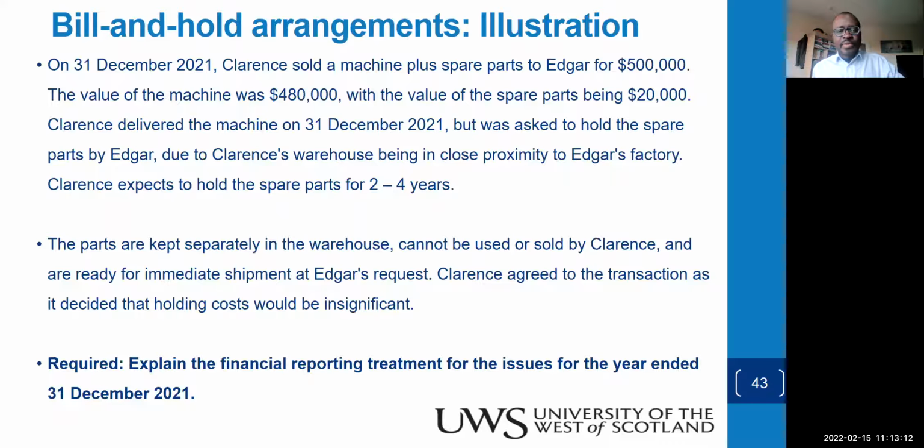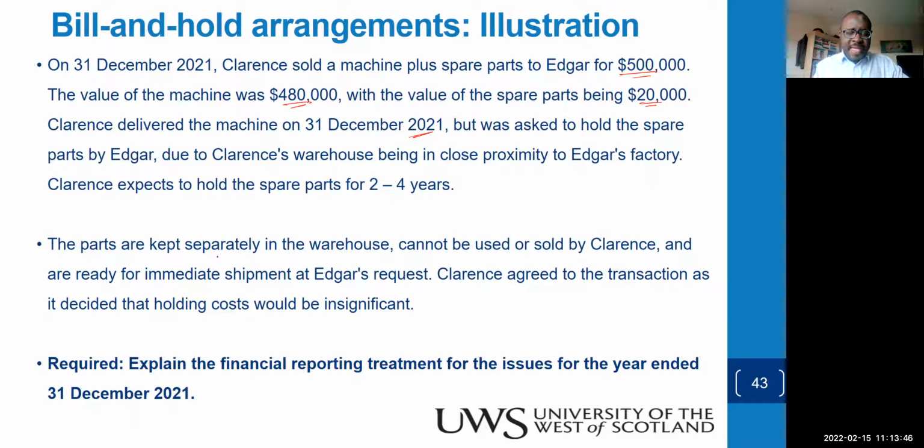Let's take a simple example. On 31st December, time is gone, but let's finish this up. Clarence sold a machine with spare parts for 500. The machine was 480, spare parts was 20. Clarence delivered to the customer on the same day, but was asked to keep the spare parts because the customer's warehouse was close to the seller's factory, and Clarence expects to hold the spare parts for 2 to 4 years.